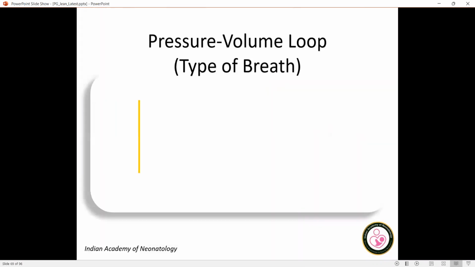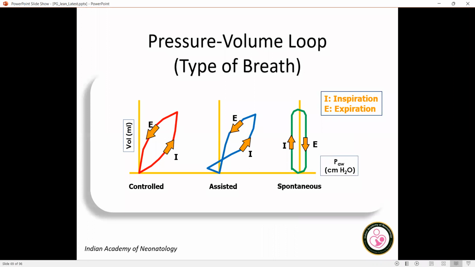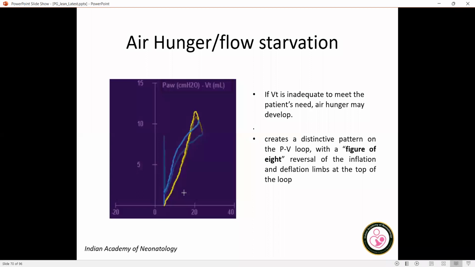Now coming to the pressure volume loop, again other things. From these loops, we can see which one is the control breath, which one is assisted, and which one is spontaneous. In an assisted breath, there will initially be a negative deflection followed by the positive loop. In the spontaneous one, we can see the entire inspiration is on the negative side. In ventilator breaths, the entire thing will be on the positive side, because there is negative intrathoracic pressure when we start our inspiration. This is why it is on the negative side. So from this, we can identify whether it is an assisted, controlled, or spontaneous breath.